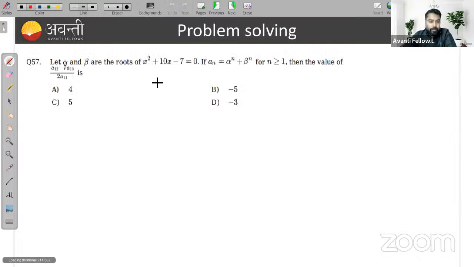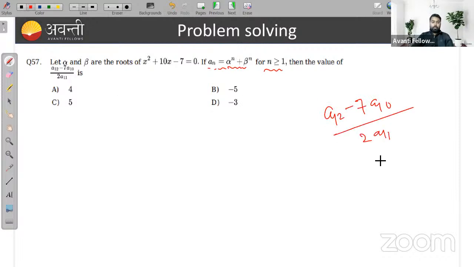Let's move. The next question is from the quadratic equation again. If alpha and beta are the roots of the equation x square plus 10x minus 7 is equal to 0, and if a n is equal to alpha to the power n plus beta to the power n, for n greater than or equal to 1, then find the value of a12 minus 7 a10 upon 2 a11. Anyone of you got the answer of this question?